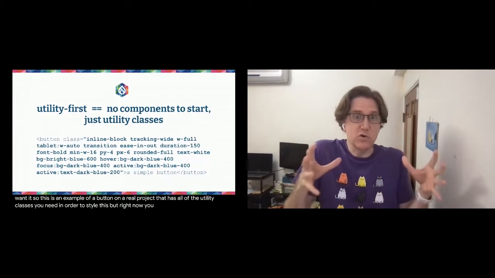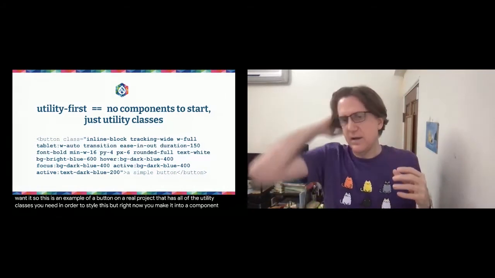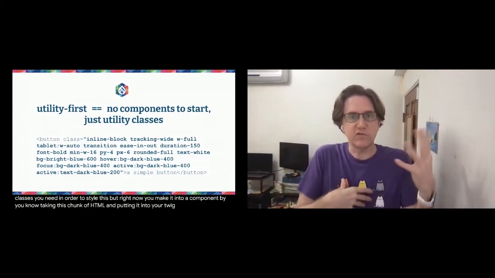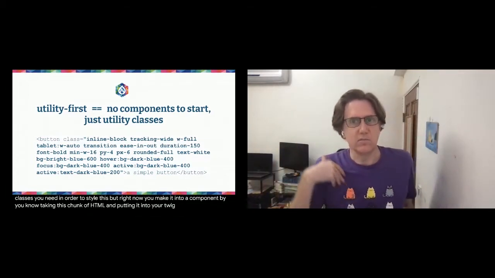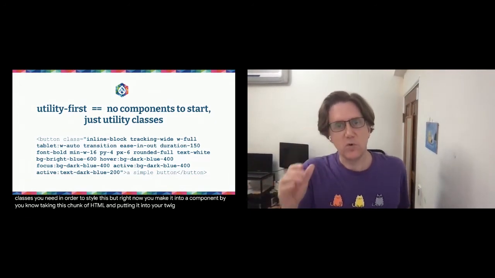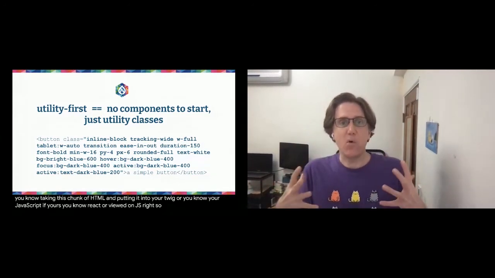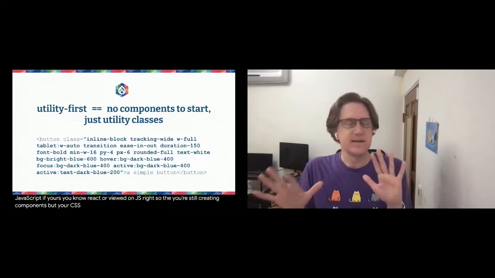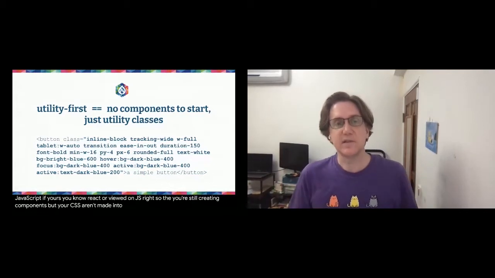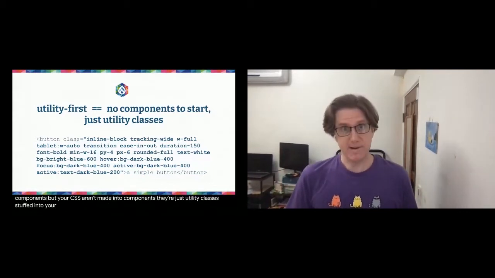Now, you make it into a component by taking this chunk of HTML and putting it into your Twig, or your JavaScript if you're using React or Vue.js, right? So you're still creating components, but your CSS isn't made into components. They're just utility classes stuffed into your HTML. That's utility first.